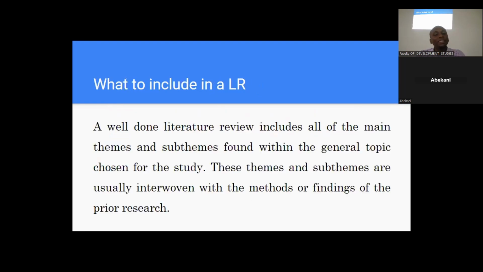So that's actually the topic I'm going to talk about now. What can we include in the literature review? A well-done literature review includes all the main themes and sub-themes found within the general topic chosen for the study. I told you, democracy is our topic, for example. Then you have some sub-themes, for example, rule of law and human rights protection. Those are sub-themes. So a good literature review should talk about those themes and sub-themes under your topic. These themes and sub-themes are usually interwoven with the methodologies or findings of the previous research.